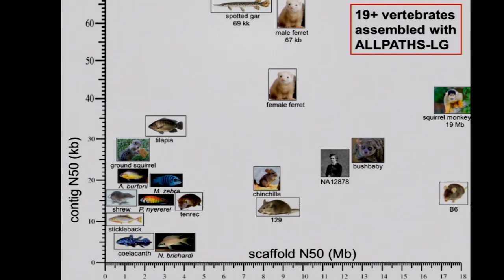And your scaffolds, if you're lucky, will be on the order of a few megabases. Some of these really contiguous assemblies that have 20 megabase scaffolds, that was because they had that nice fosmid library that can jump over the really complicated repeats, link things together really well.